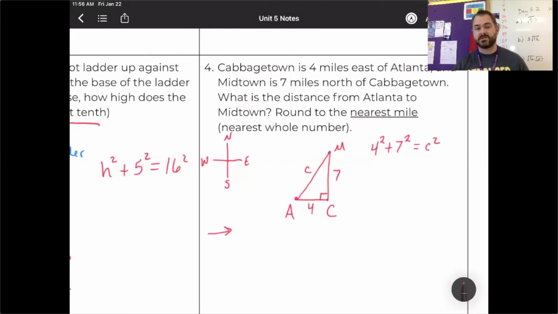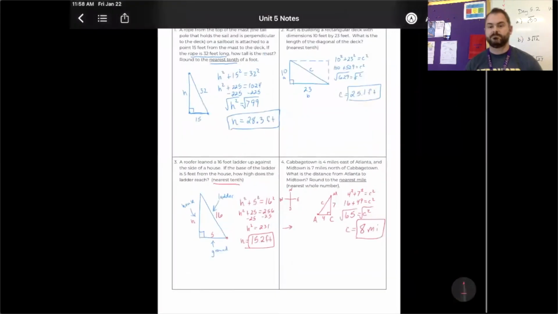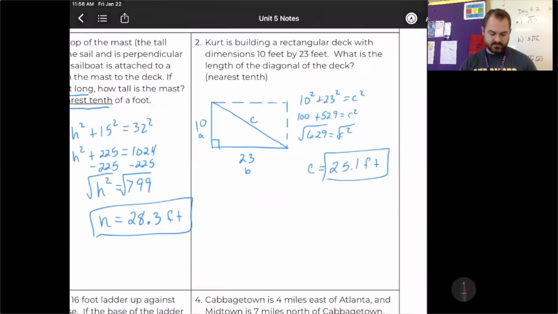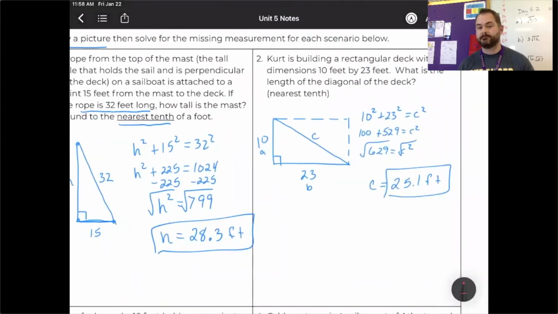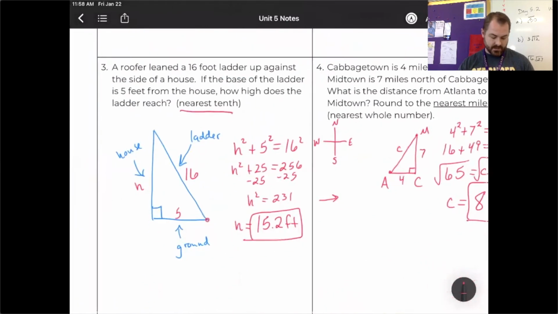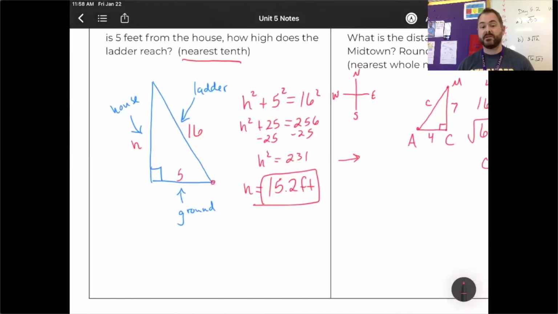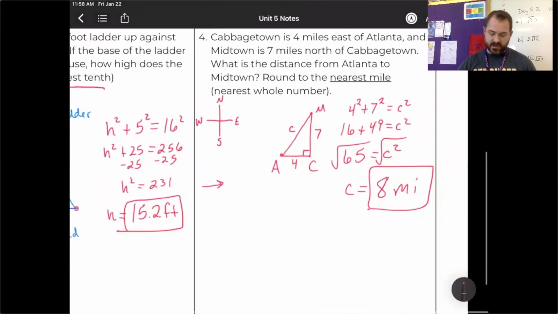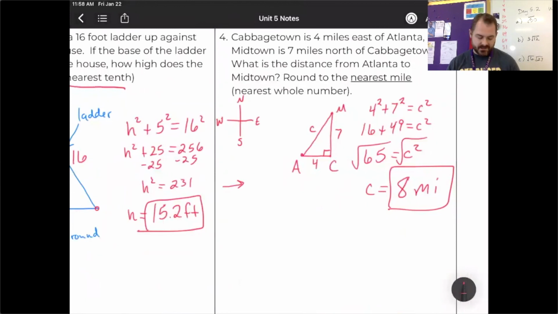Like I said, here are the answers for 2, 3, and 4, so you can check your work. Okay, number 2, we should get 25.1 feet, rounding to the nearest tenth again. Number 3, the height up the side of the house would be 15.2 feet, again rounding to the nearest tenth. But on number 4, and I apologize if you made a mistake on here, it does tell you to round to the nearest whole number. That's the ones place, so not using the decimal. So this would be 8 miles. You probably rounded to 8.1 if you didn't catch that, but we would round that to 8 miles total.